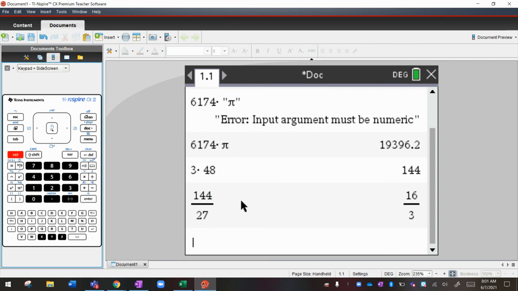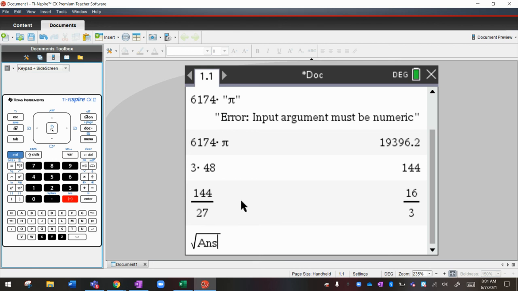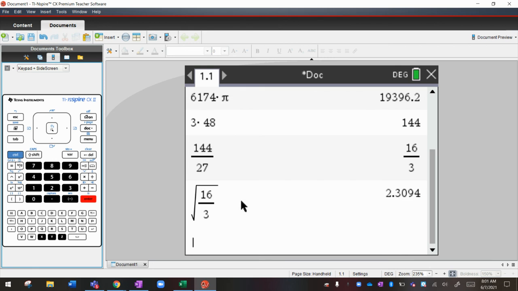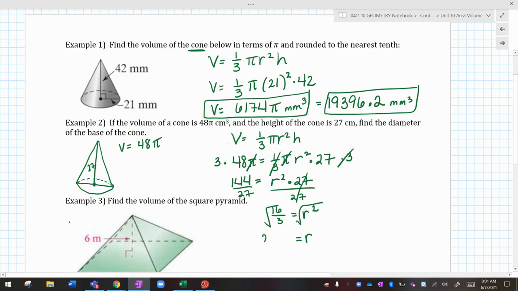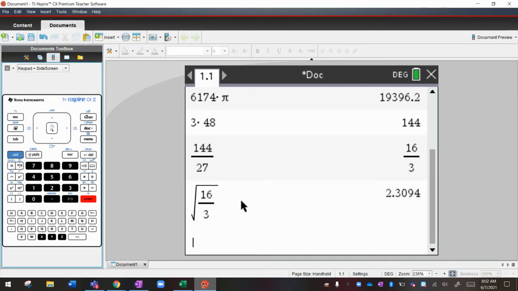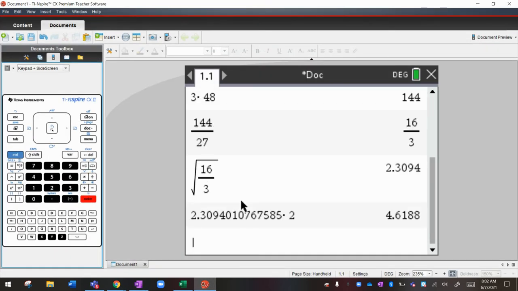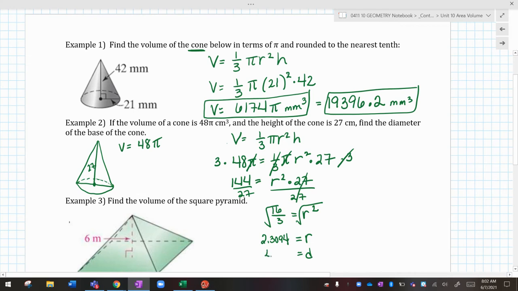So let's see. The square root of the answer is 2.3094. And if that's my radius, my diameter is 2 times that, and it's 4.6. When in doubt, let's round to the nearest tenth. Our diameter is 4.6 centimeters. Now, what did we get out of that problem? Just that you can do with these problems what you could do with everything else, which is plug in what you know, solve for what you don't know.